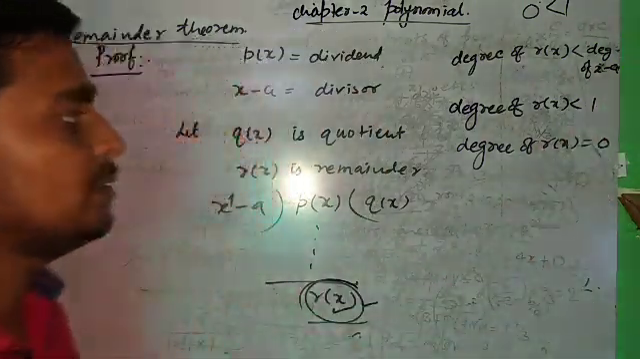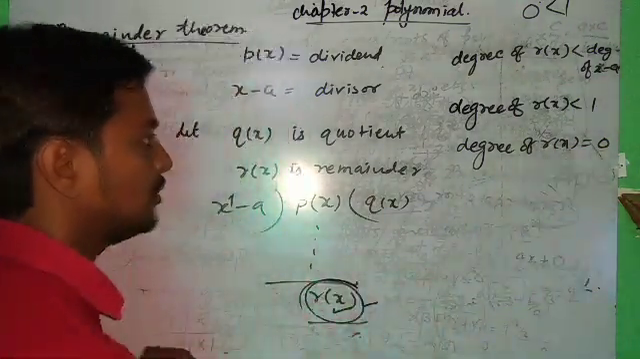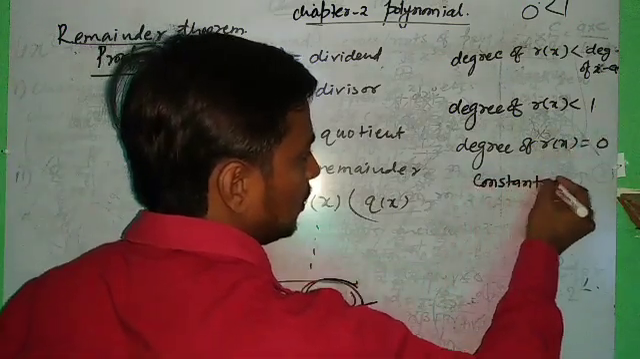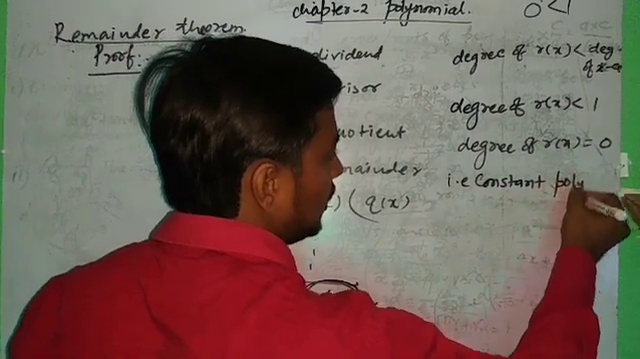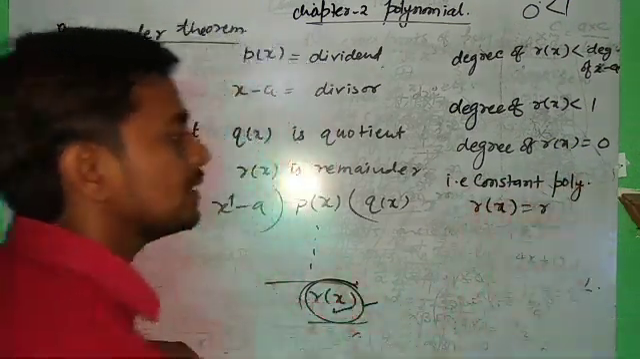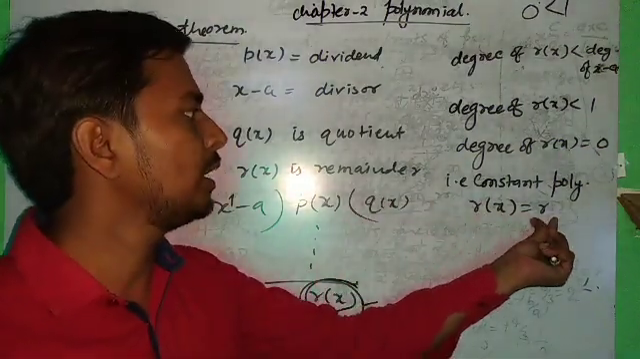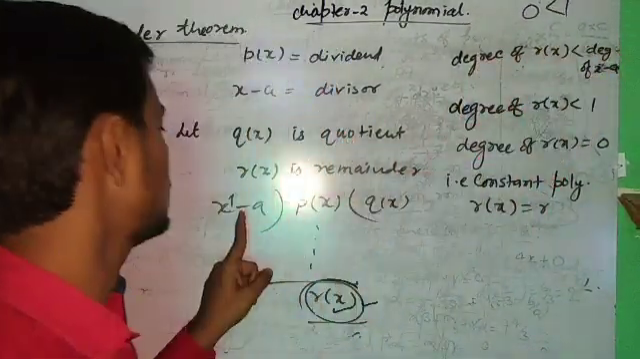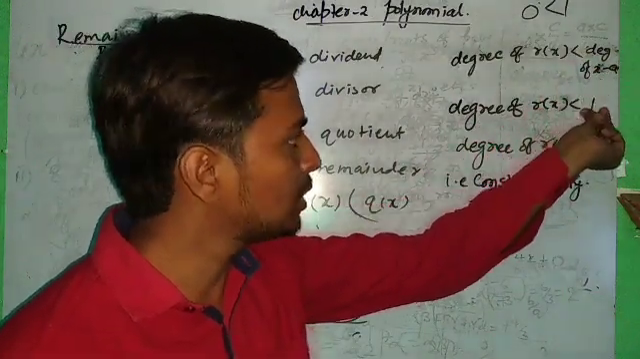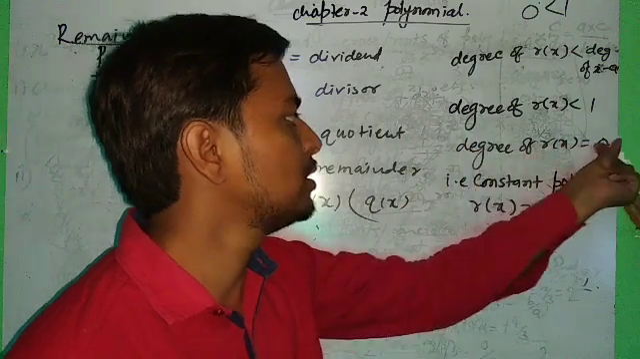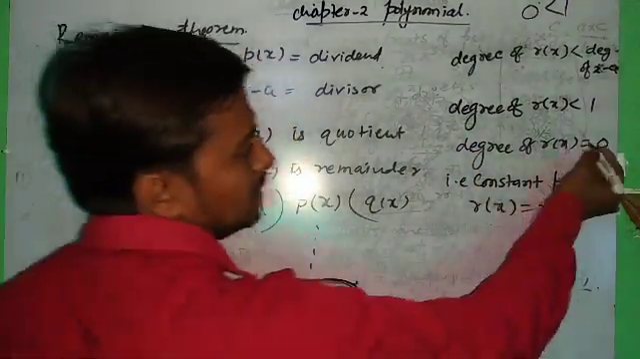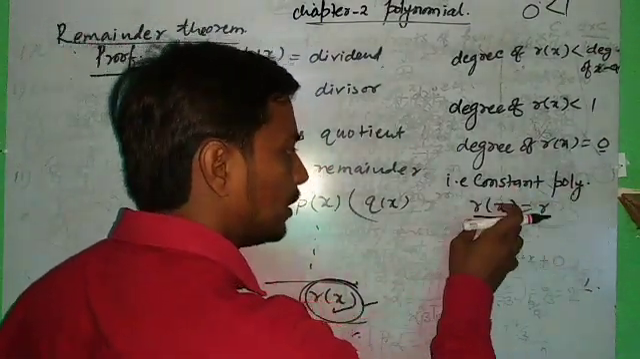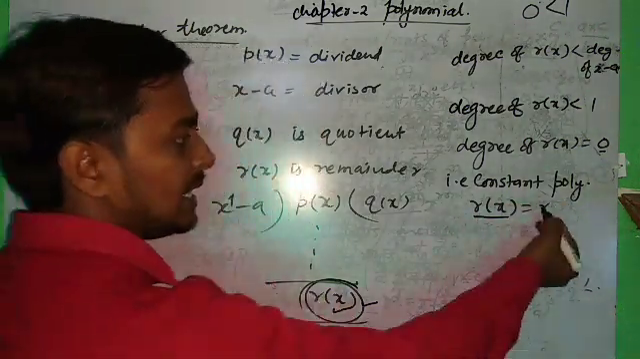Now, degree of r(x) is 0 means what? If a polynomial's degree is 0, that is a constant polynomial, meaning r(x) is a constant. Once again, take a look: when the degree of r(x) must be less than the degree of x minus a, and the degree of x minus a is 1, then a degree less than 1 will be 100% 0, and all polynomials whose degree is 0 are known as constant polynomials. So r(x) will be a polynomial, but it will be a number, a constant, r.